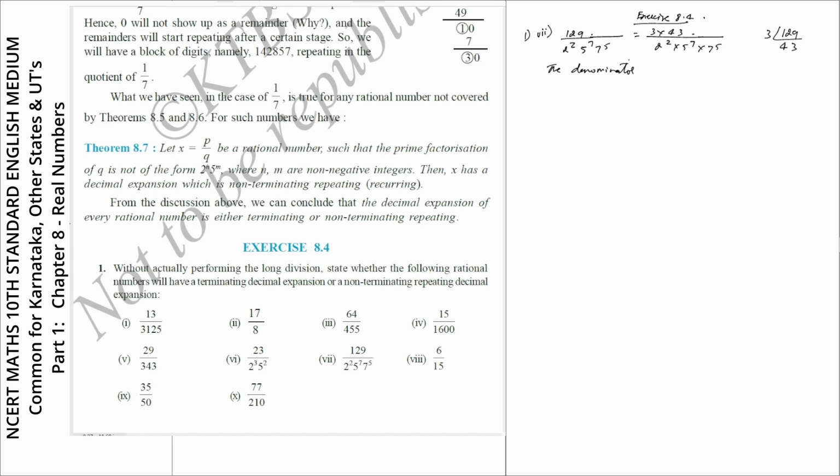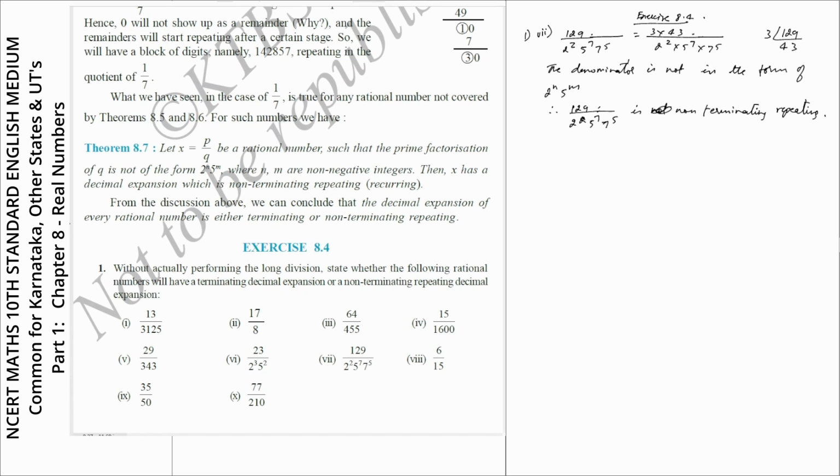Therefore the denominator is not in the form of 2 power of n into 5 power of m, where n and m are non-negative integers. Therefore 129 by 2 power of 2, 5 power of 7, 7 power of 5 is non-terminating repeating. That means it is recurring.